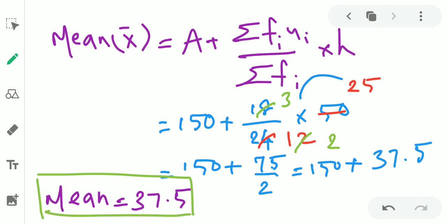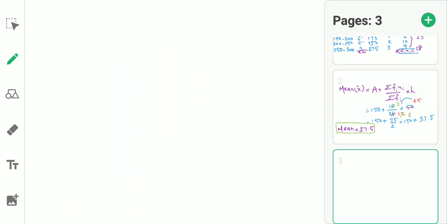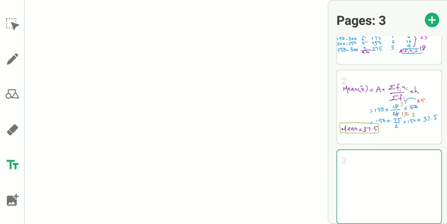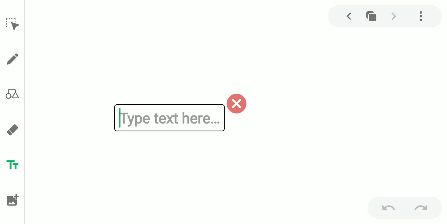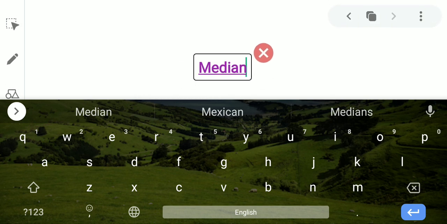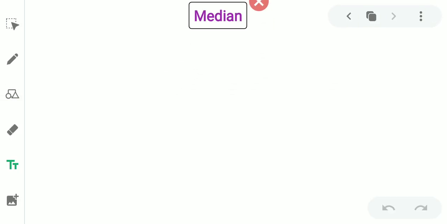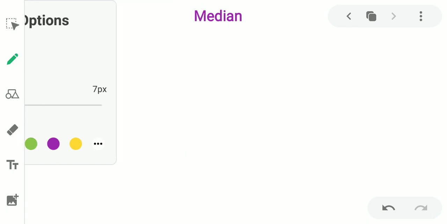So we have done the mean. So now what we are going to do is we are going to find out the value of median. So now we're going to do median. So just place it here for median, how to do it. So for the same problem, to find out the median, I'm going to write down the steps.